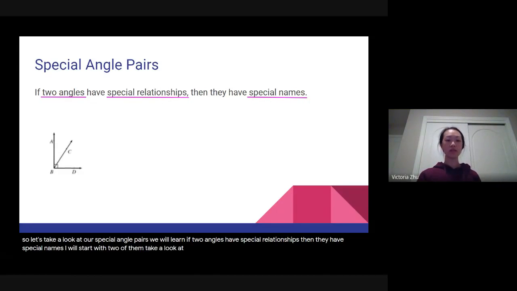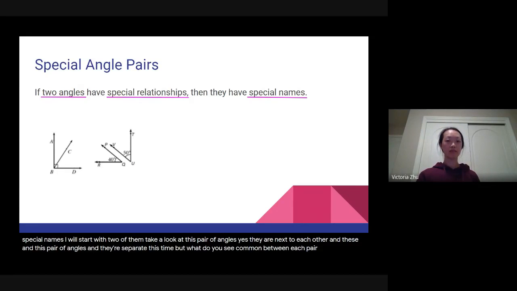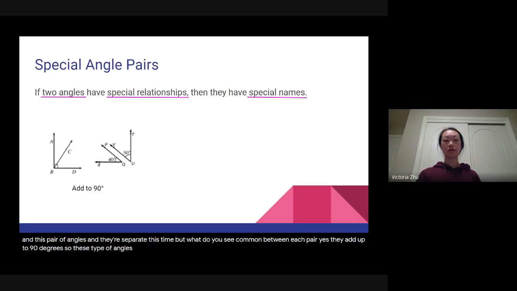Take a look at this pair of angles. Yes, they are next to each other. And this pair of angles. And they're separate this time. But what do you see common between each pair? Yes, they add up to 90 degrees. So these type of angle pairs are called complementary angles.